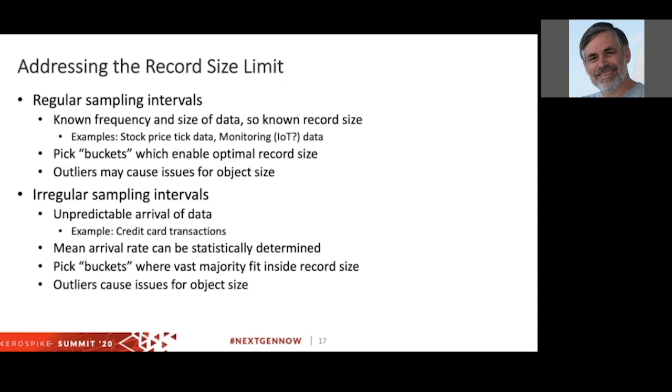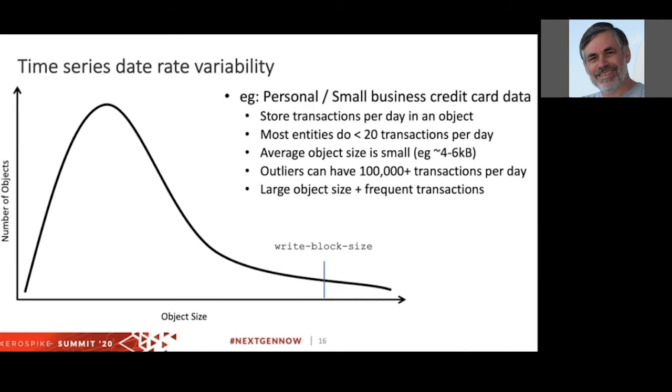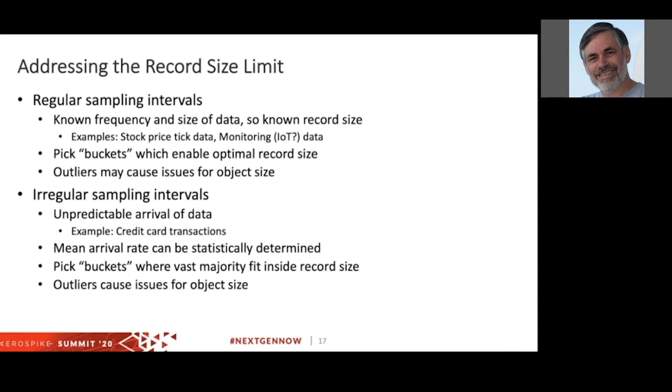If you get beyond that, then what do we have to do to address these limits? Address the record size limit, the 8 megabyte limit. If we picked 8 megabytes here as the right block size, but we know there are going to be some records that are beyond that, or we know that we need to handle that. So obviously, if you know the frequency and size of data you're going to see, then you'd pick buckets which will enable the optimal record size.